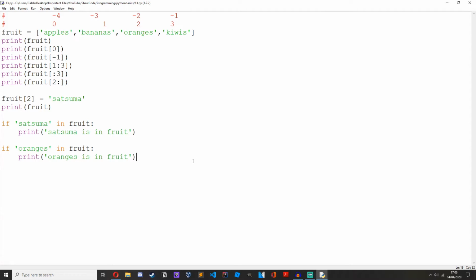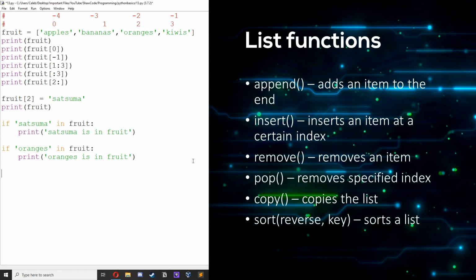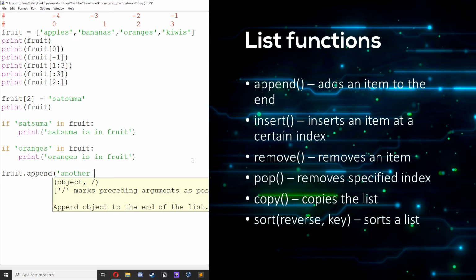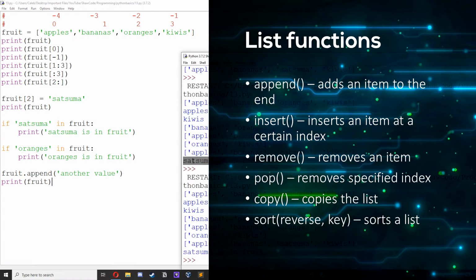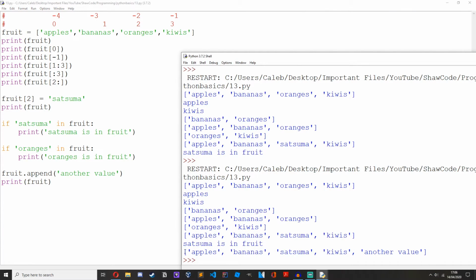Let's now talk about list functions. There are quite a few. We're not going to cover them all in this video, but we are going to go through some of the important ones. So we have the append function, which just adds one item onto the end of a list. So we could do fruit.append another value, print fruit, and as you can see it's printed out the list and then it's added on another value.